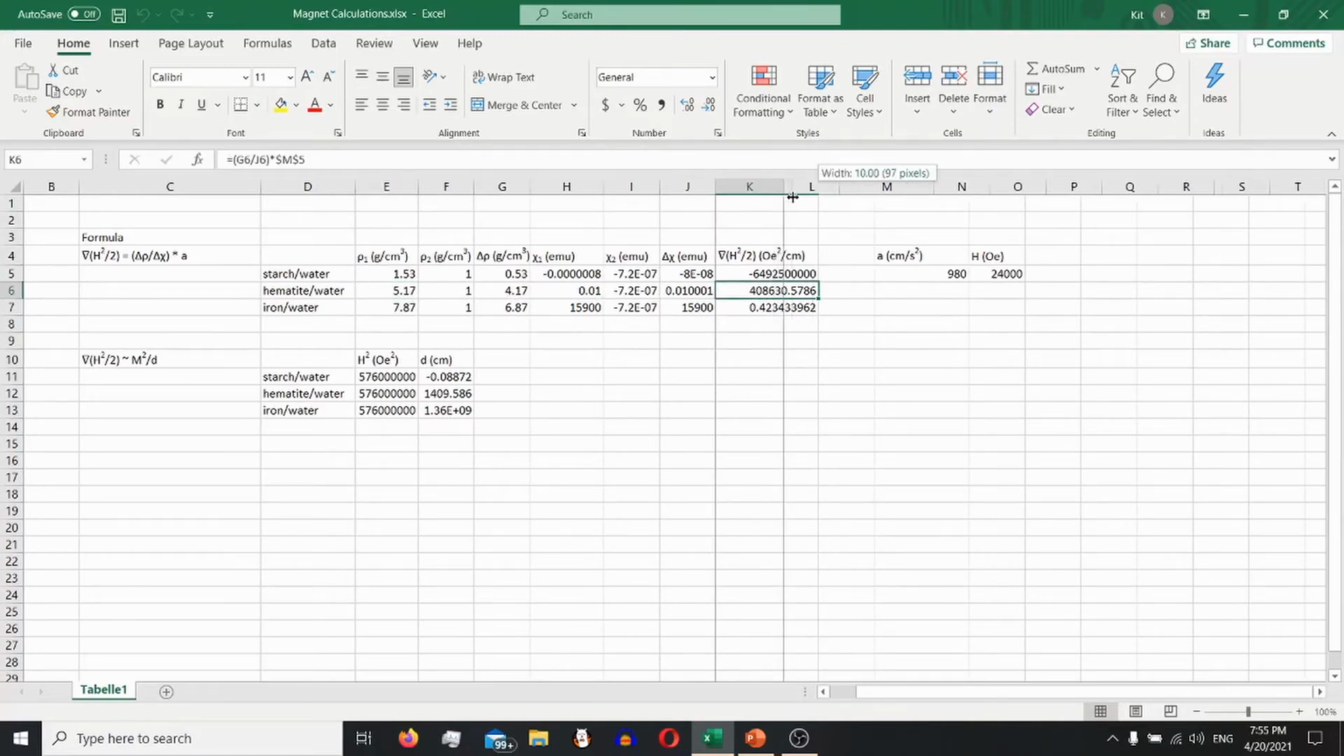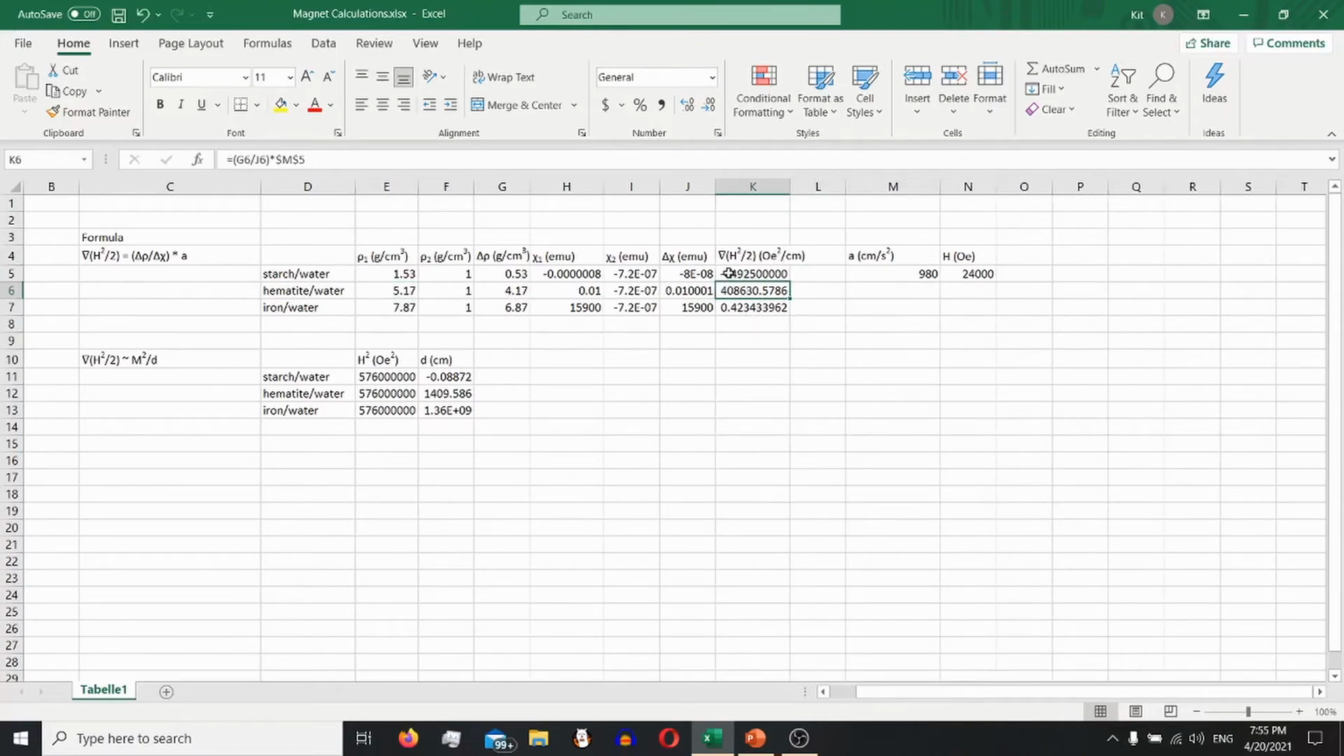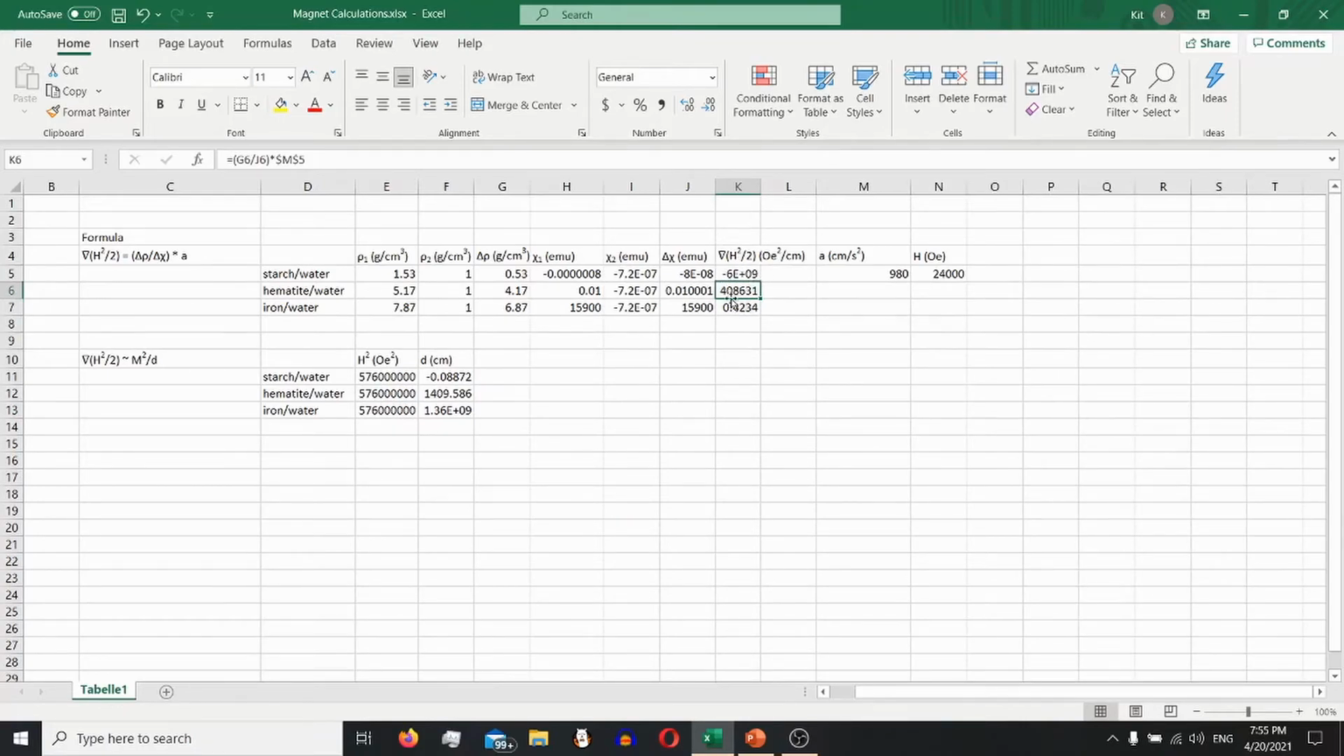There are two things that I want to point out. The first is the sign. This value is negative because the starch grains are repelled by that paramagnetic effect. Hematite would be attracted. That's why this value is positive. The other thing I want to point out is the order of magnitude. This is about 408,000. This is -6 billion. And that means that this is about 1,000 times weaker than this.